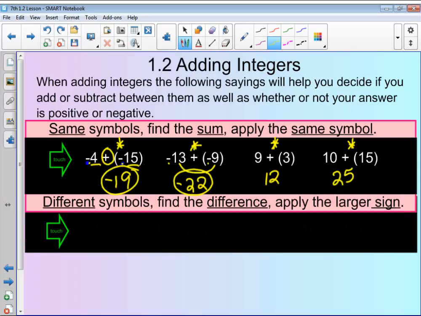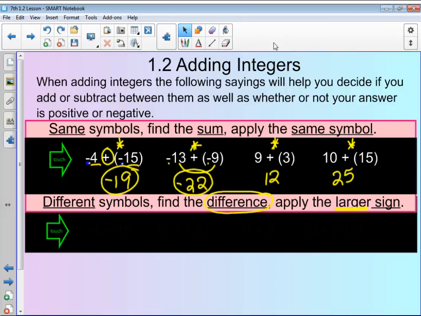So you're always going to identify by looking at your symbols first, when we've got an addition sign, or eventually tomorrow a subtraction sign between integers. So the other that we could possibly come across would be different symbols. We're going to find the difference, and then we're going to apply the larger sign. So we want to look at the digits as if there's no symbol in front of them, and identify as if it was a positive number, which one would be bigger. And then, whichever type of sign was in front of that, we're going to add to our answer.